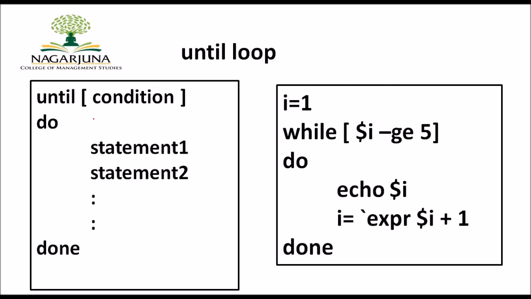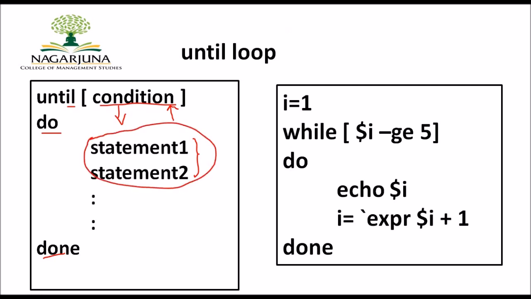But when it comes to your until statement, until verifies the condition. If the condition is true, then these two statements will not be executed. If the condition is false, then these two statements will be executed, which are present between do and done. I'll just repeat this. In the until statement, it verifies the condition, and if the condition is false, then the statements within do and done will be executed. Once the condition becomes true, the statements will not be executed.